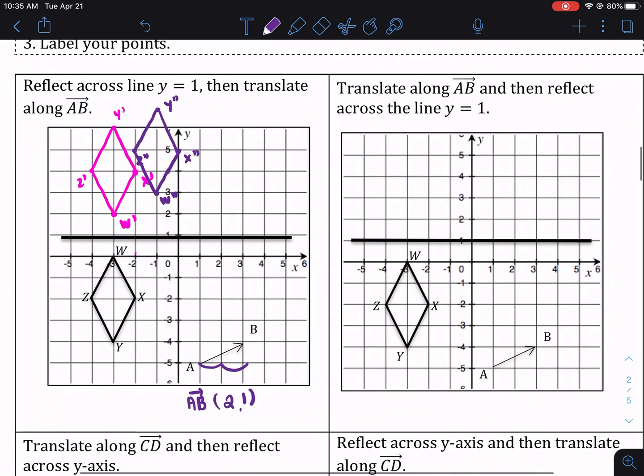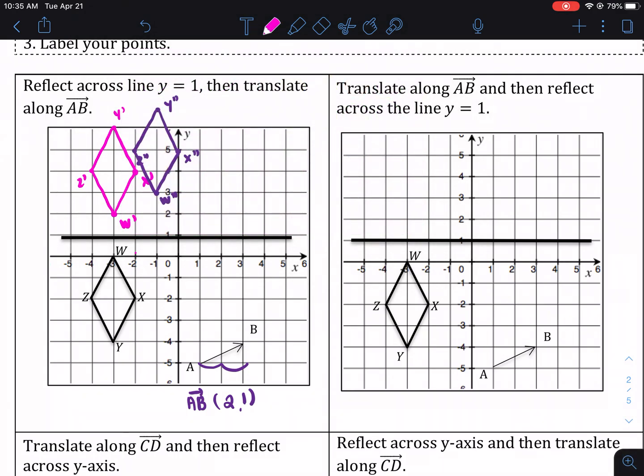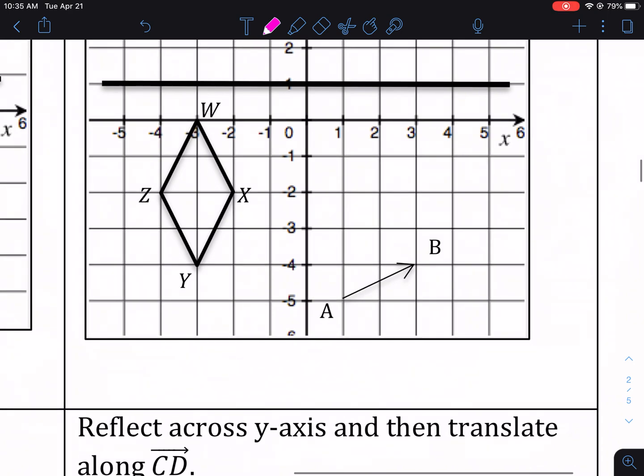In our next problem, what you're going to notice is that it's actually the reverse of what we need to do. That means we are translating it first, and then we're going to be doing a reflection. So going back again to vector AB, the rule is that we are going 2 over, 1 up. So that means going 2 over, 1 up. Y prime would be right here.